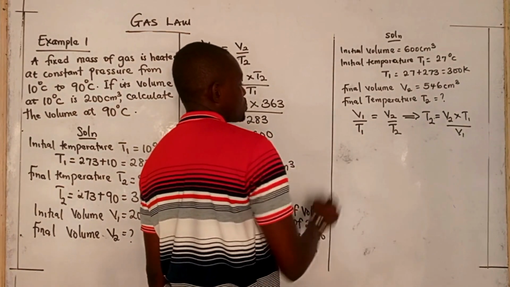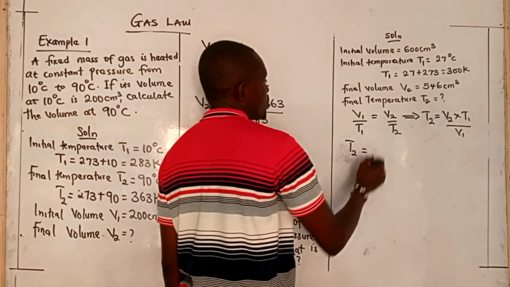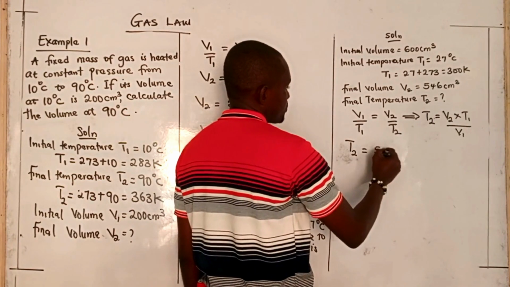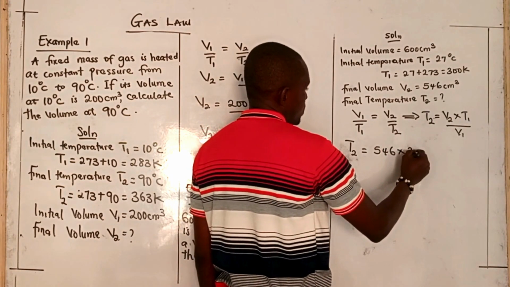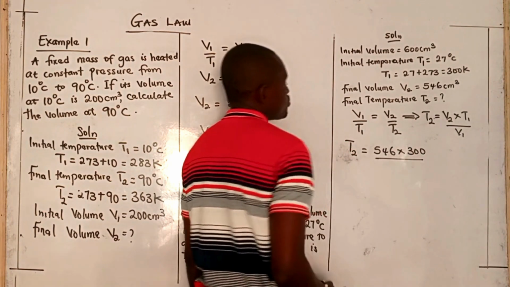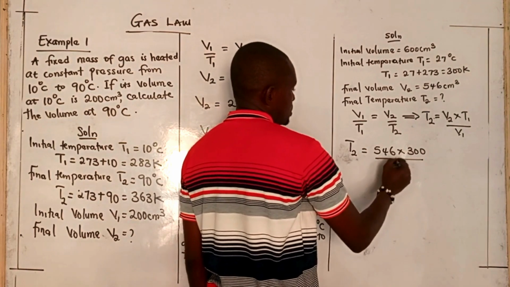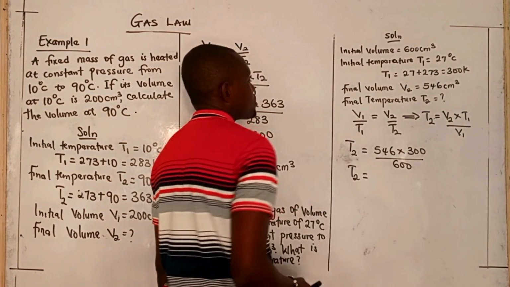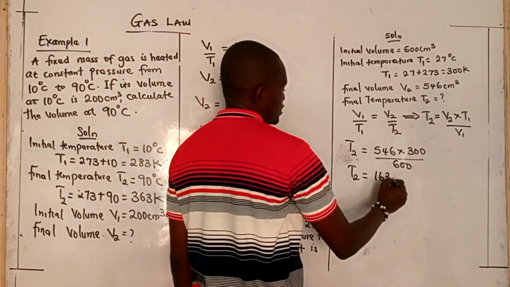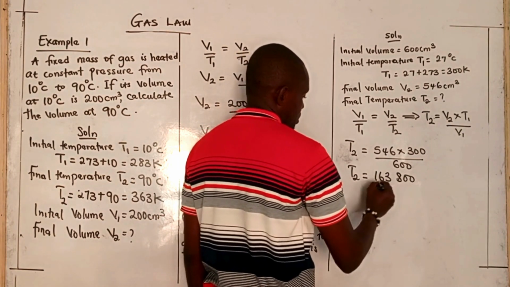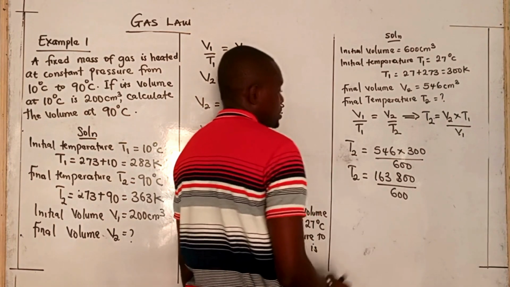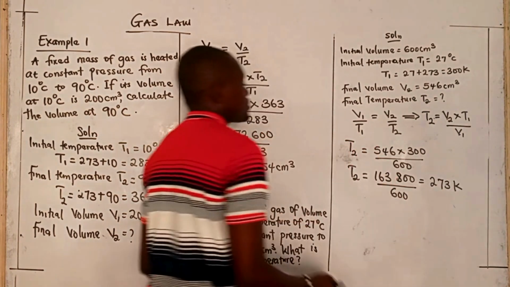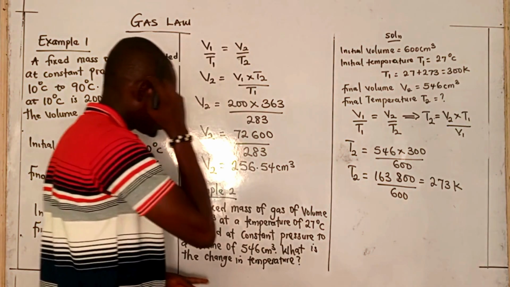Substituting into the formula, T2 is equal to V2, which is 546, times our T1, which is 300, divided by 600. Then 546 times 300 is 163,800. When we divide it by 600, we get 273 Kelvin.